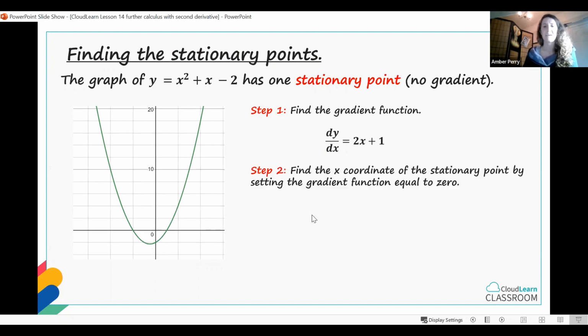So my step 2 will be to find the x coordinate, because it's x that's in the function there, by setting the gradient function equal to 0. So if I set that equal to 0, I would have to find x by solving that equation. Does anyone want to solve that equation for me? Put it into the chat.